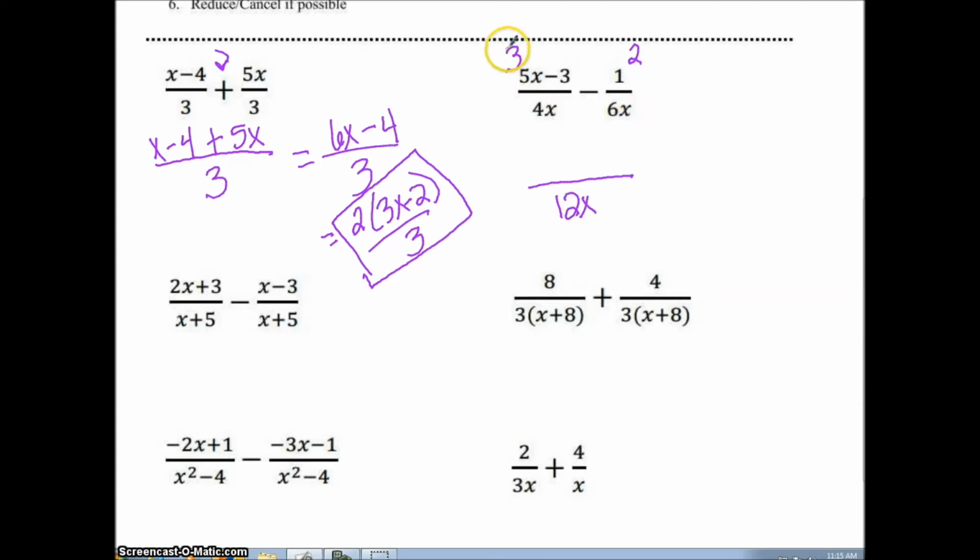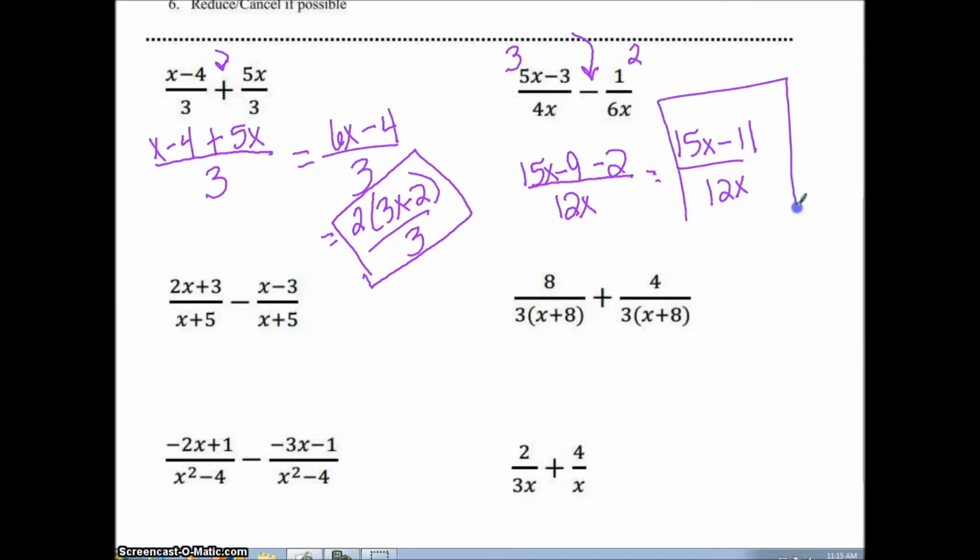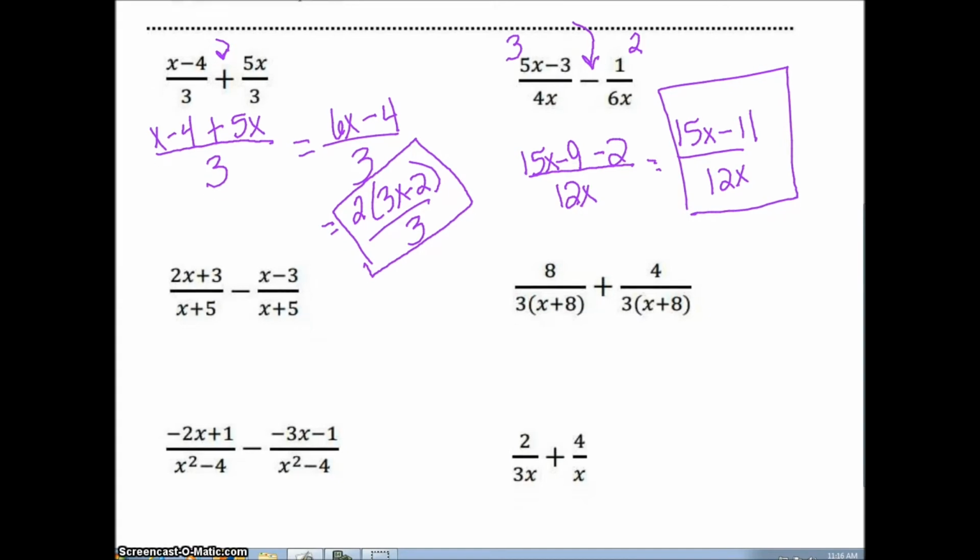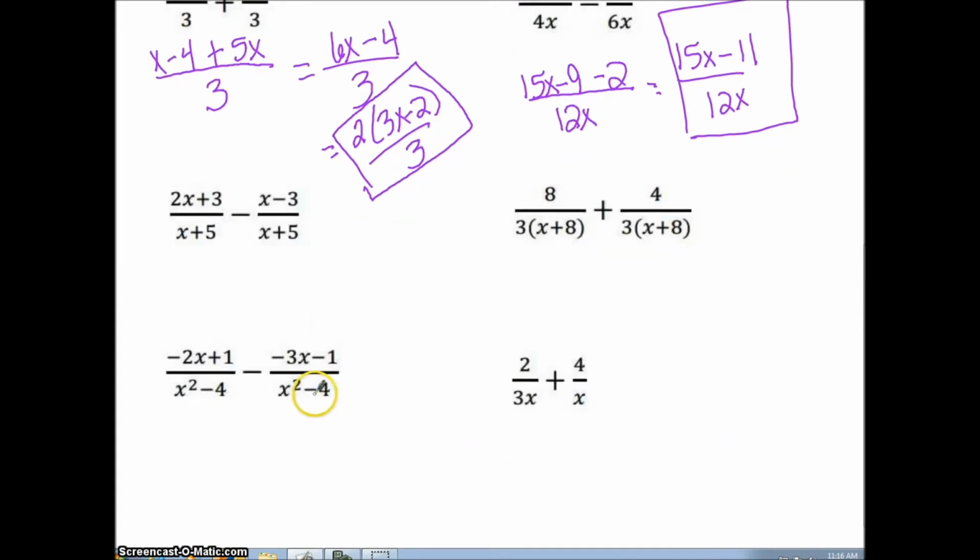So you're going to take what you wrote and multiply it by the numerator. So 3 times 5x minus 3 gives you 15x minus 9. Now be careful because this is a subtraction, so it's like saying a negative 2 times 1, so minus 2. Combine your like terms and you're going to get 15x minus 11 all over 12x. Nothing will reduce. This is your answer. If you were going to do an exclude, x cannot be 0. Probably we really won't worry about excludes on adding and subtracting.